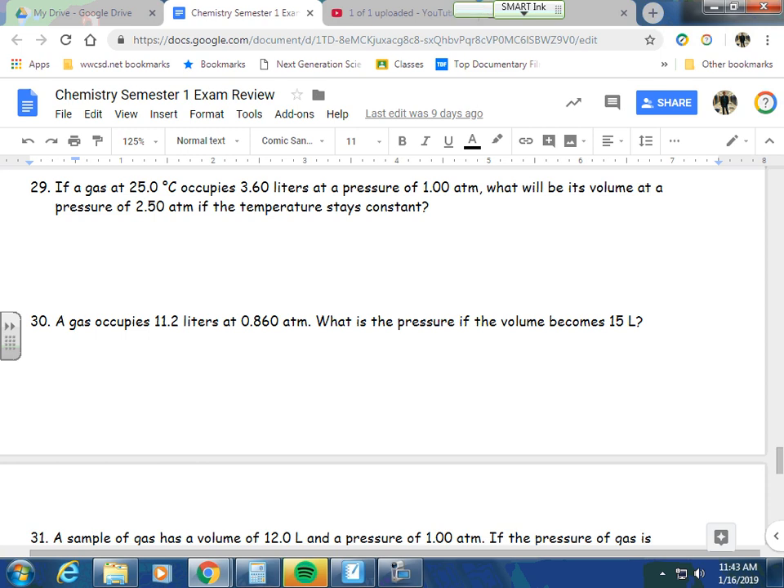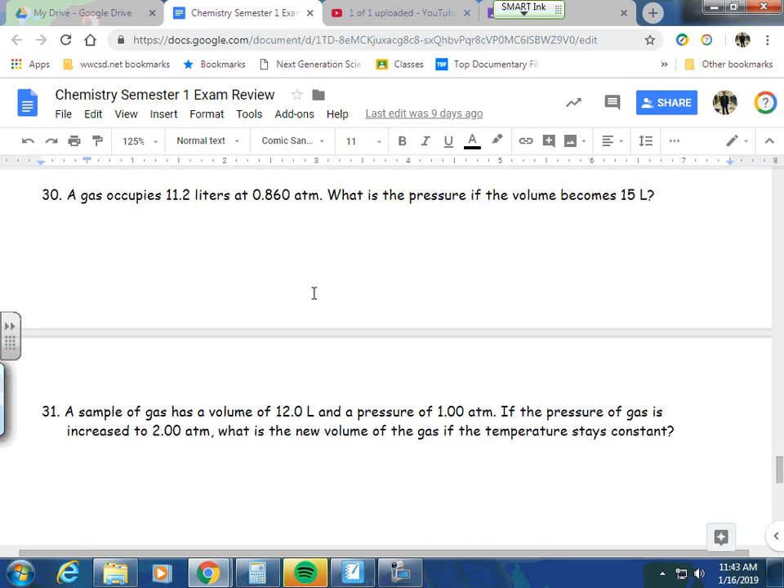All right, number 30. So again, I can do my ICE chart if I wanted to. I'm just going to write them down here. It's saying gas occupies this volume at this pressure. What will be the new pressure if the volume becomes this? I have initial pressure and volume. So initial pressure is 0.860 atmospheres, and the initial volume is 11.2 liters.